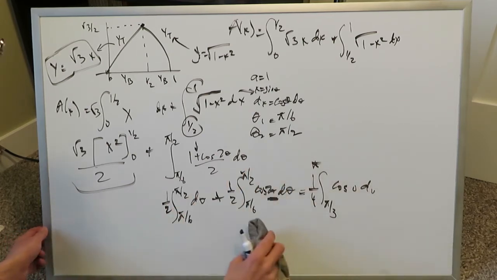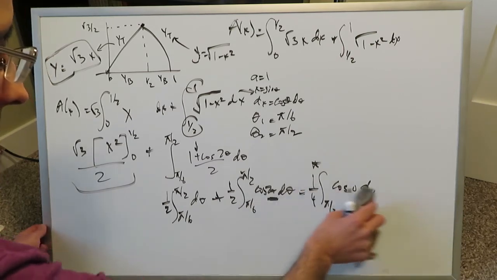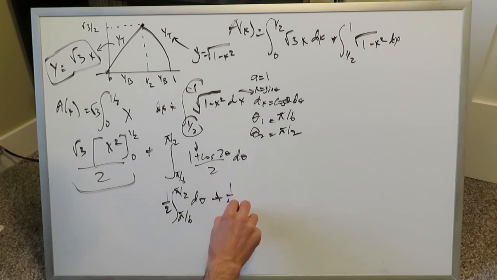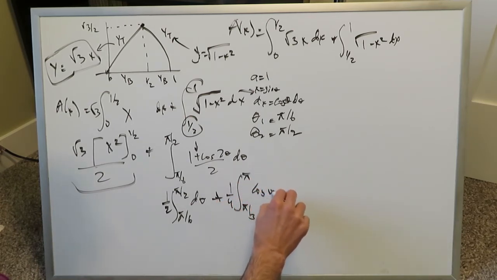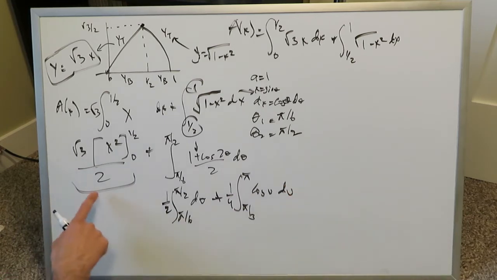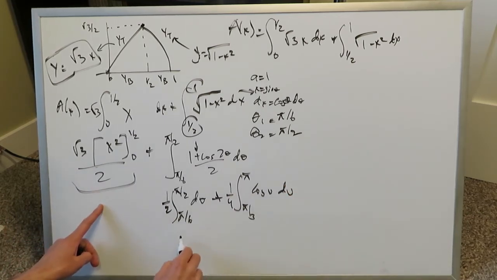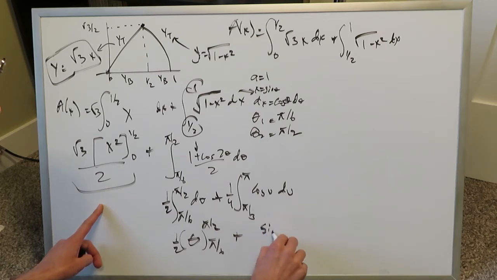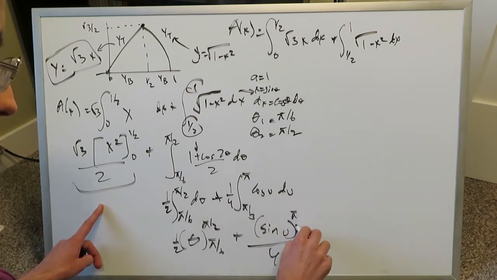What you eventually end up seeing over here, and I'm going to just write it all out over here in a single format. As I've shown you, you have 1 over 4 here. You have pi over 3 to pi of cosine u du. When you do, you still have to remember this. When you do the integral of this, what are you going to get? You'll get 1 over 2 theta from pi over 6 to pi over 2, plus here you'll get sine u, which you will learn is the antiderivative of cosine u, all over 4, from pi over 3 to pi.